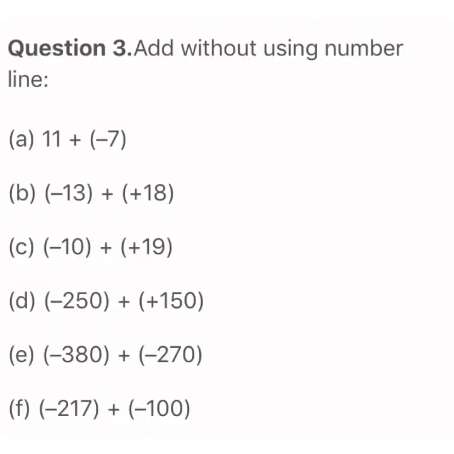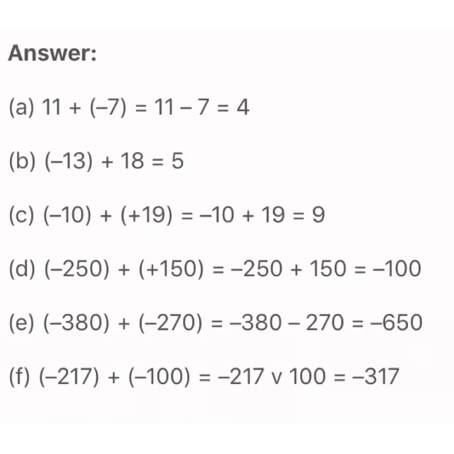Now the next question is add without using number line. Children, here we don't have to use the number line for adding, we have to just directly add these integers. So children, the first one is 11 plus minus 7. As we open the bracket, 11 minus 7 is equal to 4.